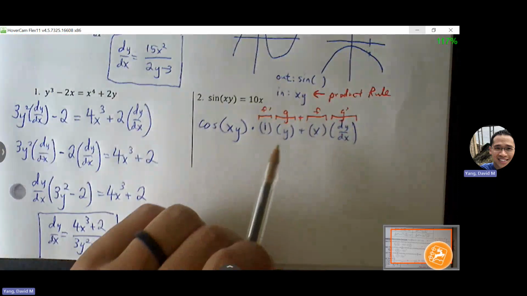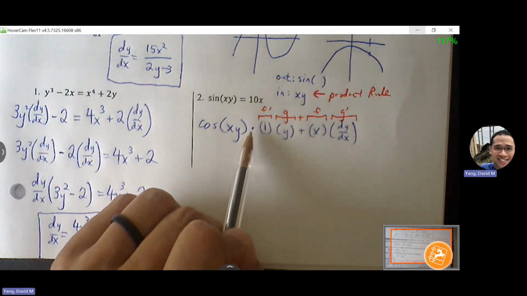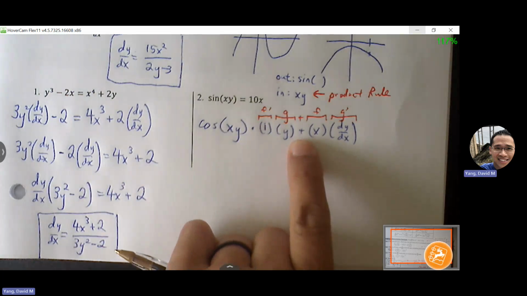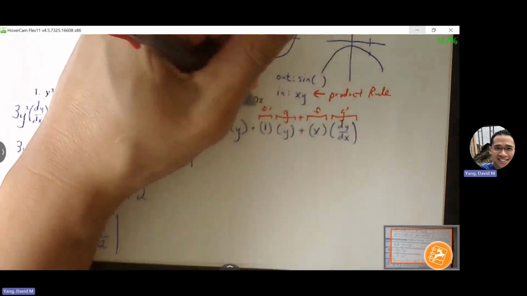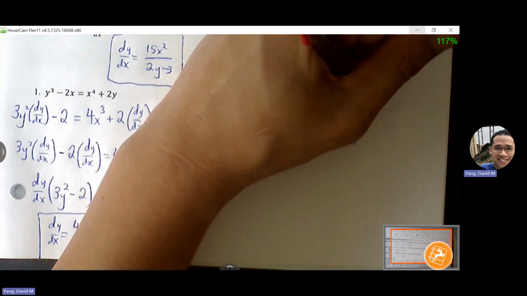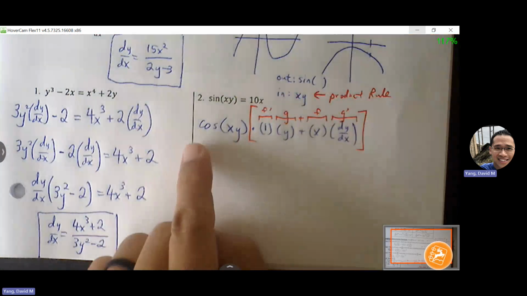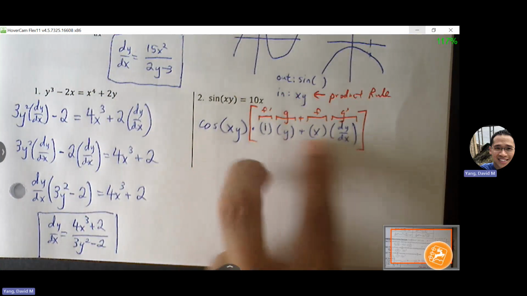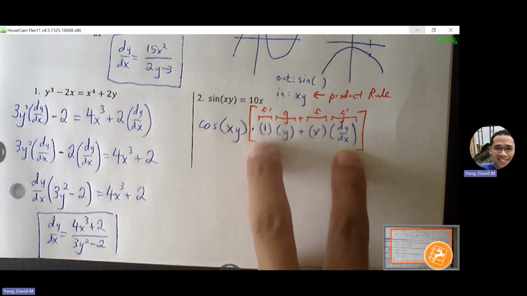Oh, I want to make sure we understand something here. This is outside, this is inside. There's a plus inside my inside function. I want to make sure we understand that this is outside. That cosine xy is separate from this. It's not this times this plus that, it is this times this.